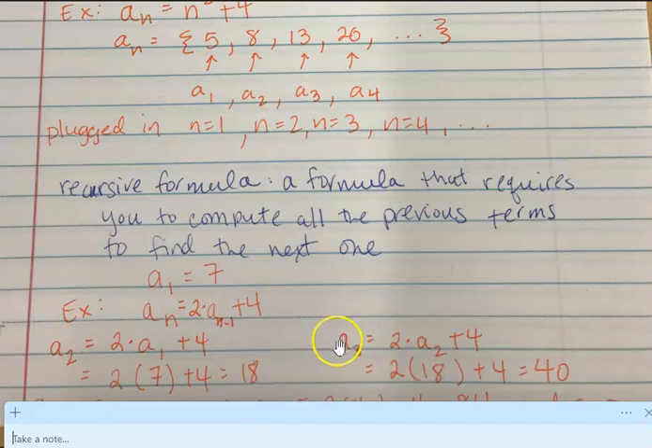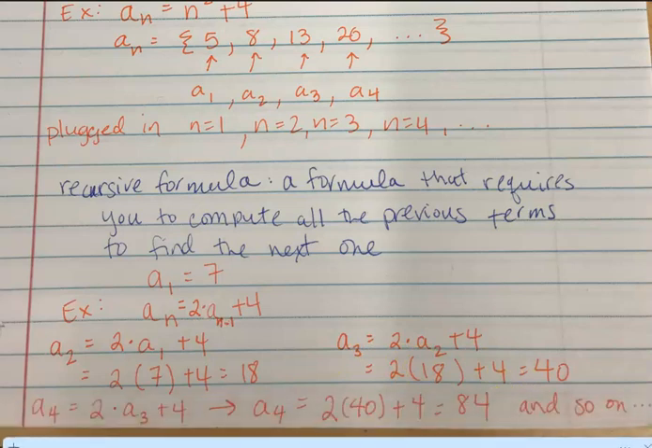If I continue the same pattern, a sub 3, I'll plug in 3 for my n here and here, which means a sub 3 is equal to 2 times a sub 2 plus 4. Well, I already figured out a sub 2 was 18, so 2 times 18 is 36, plus 4 is 40. I now know that a sub 3 is 40. And I'll do one more. A sub 4 is equal to 2 times a sub 3, that's the a sub n minus 1, plus 4. Well, a sub 3 is 40, so 2 times 40 is 80, plus 4 is 84. And you would continue this pattern up until the point that you want.